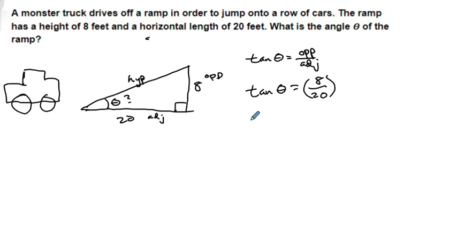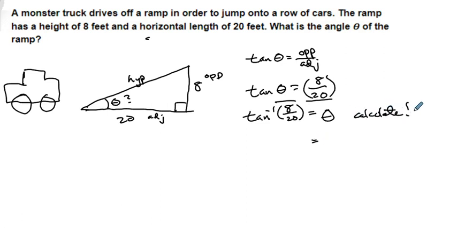The way we solve for the angle is we inverse it. We go to tangent inverse, and when we inverse it, this and this are going to swap sides. So you're going to go 8 over 20 is equal to, and now your theta is going to go over here. Now you've got a clear-cut equation set up that is solved for your angle. So really all that's left to do is just calculate. Grab your calculator and put this expression into it.